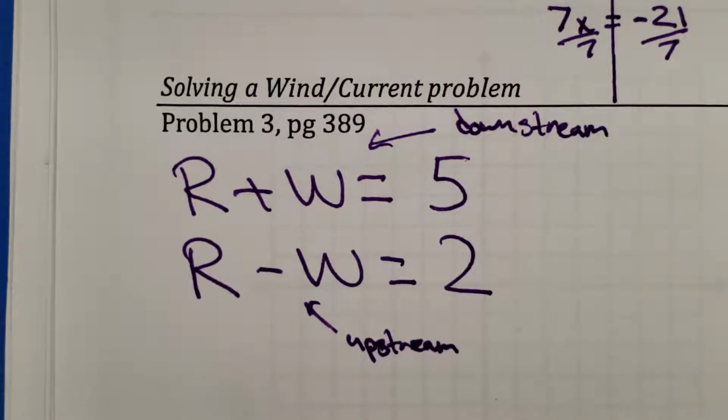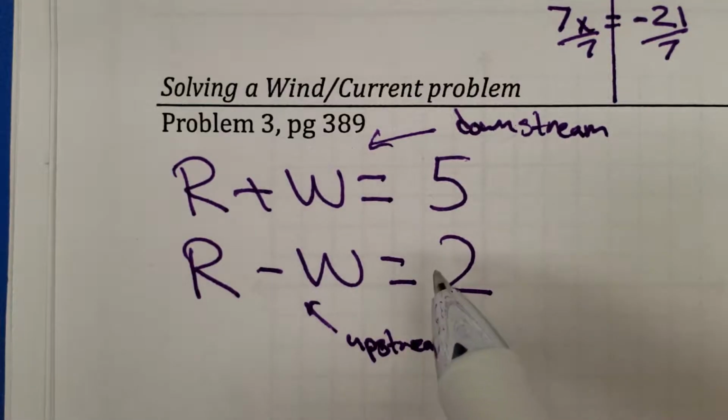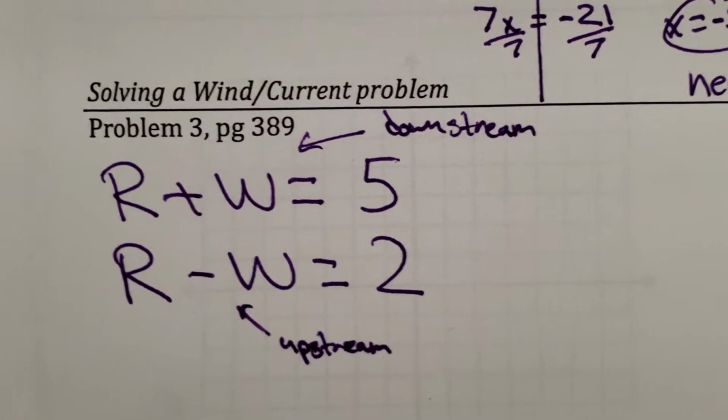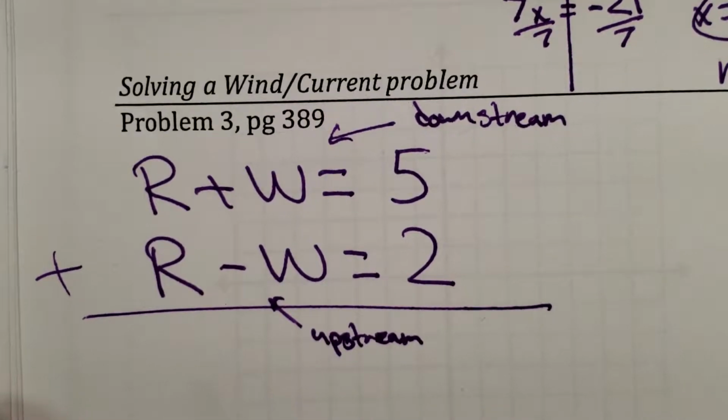So the nice thing about these wind and current problems, there's also wind problems where there's like an airplane going with the wind or against the wind, is that there's opposites right here. There's a plus W and there's a minus W. So these problems are actually very, very easy to solve. So what I would do if I were you, I would just add the left and the right and see what's left over.